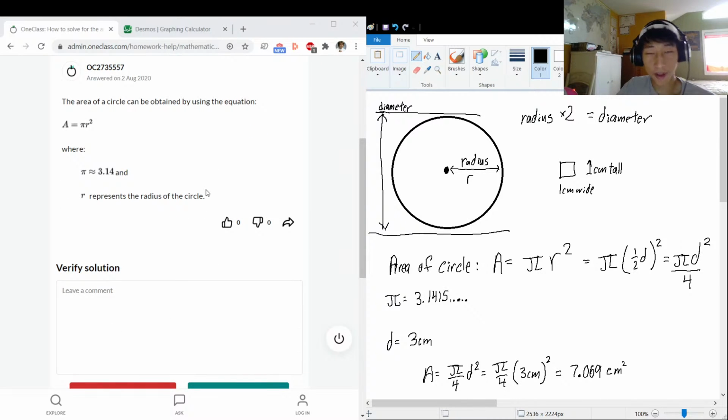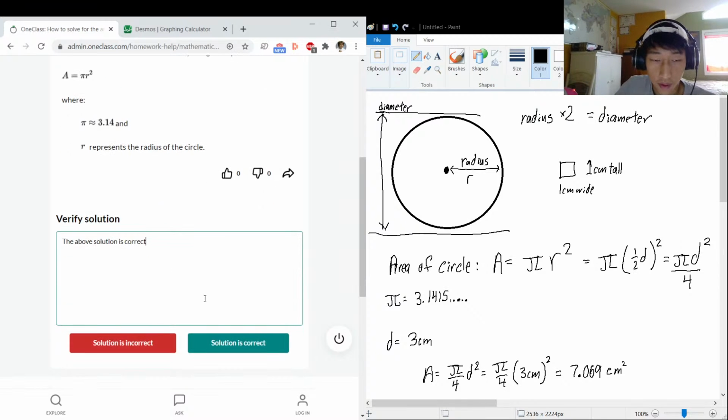It's all coming full circle now. Great. So the above answer is great. So the above solution is correct. Cool. So we can move on to the next question.